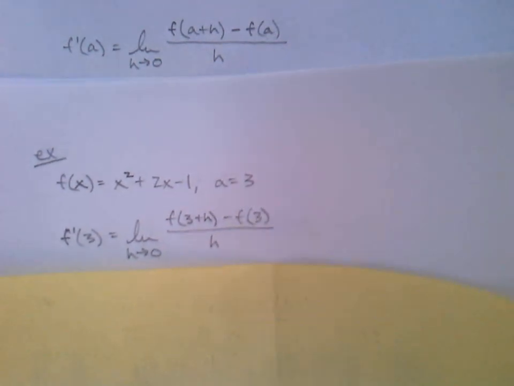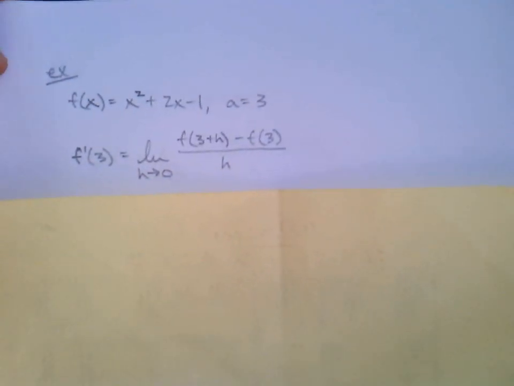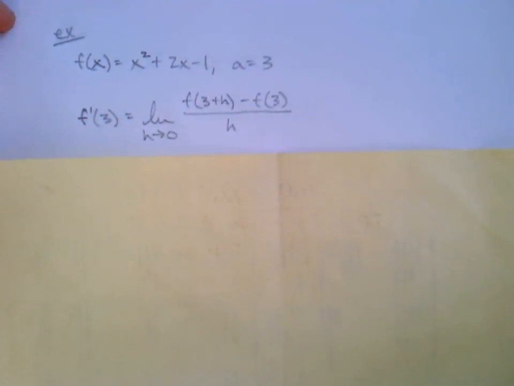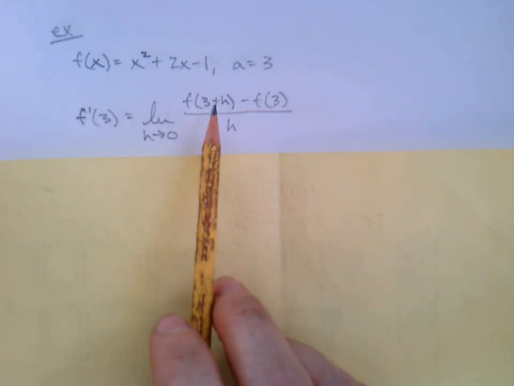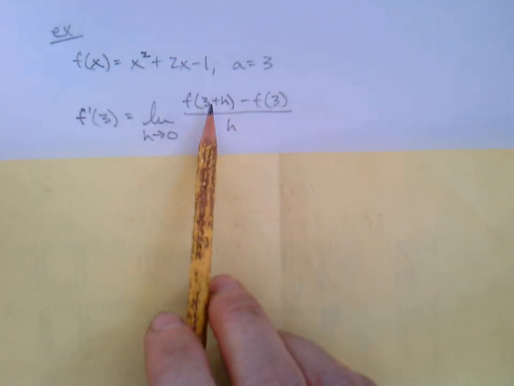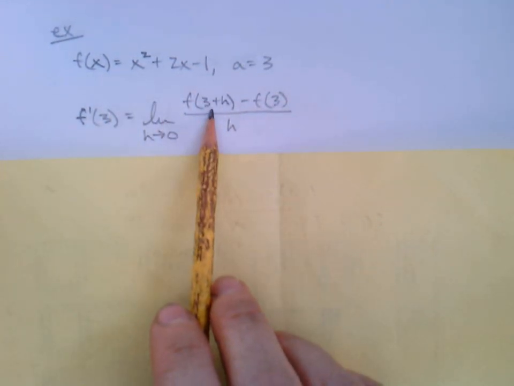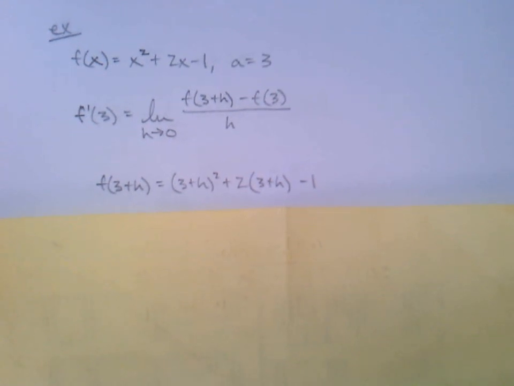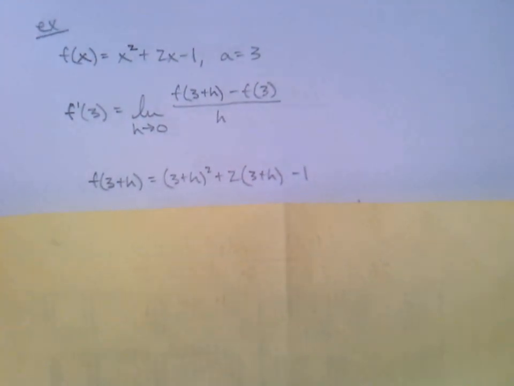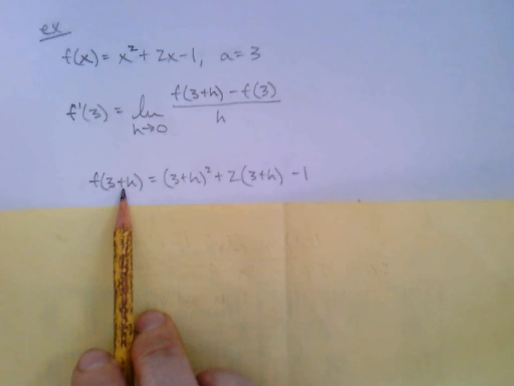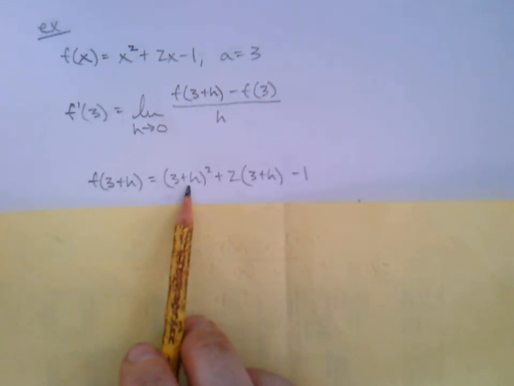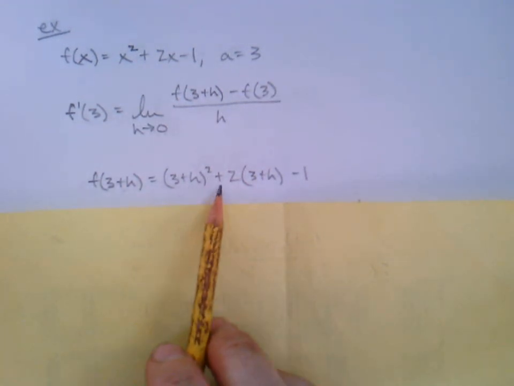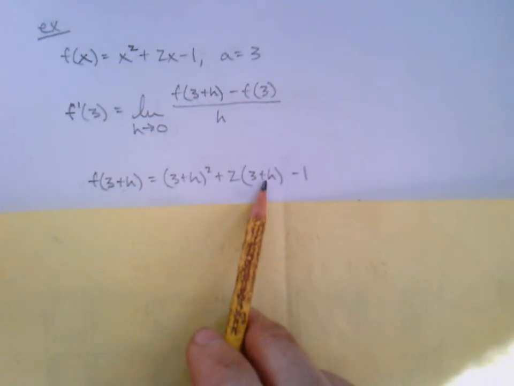All right. Let's get rid of this. Where are we going to go next with the algebra? Let's compute both of these things in the numerator. Let's use our function now to figure out f of 3 plus h. So I've gone ahead and done some work on the side, if you will. So f of 3 plus h, okay, that's 3 plus h squared plus 2 times 3 plus h minus 1.